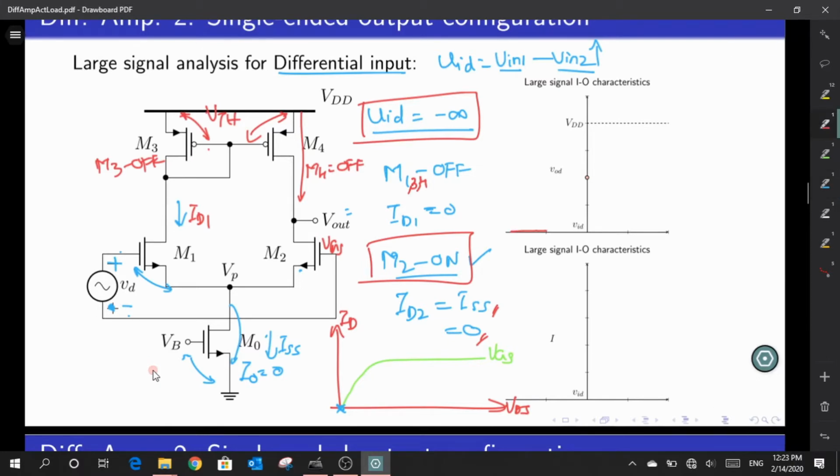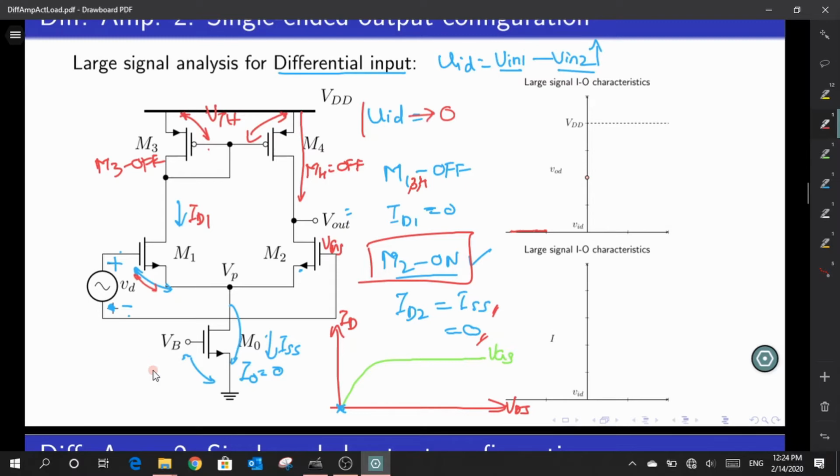Now, what happens when I try to step the value of VID closer to 0? Ultimately, you end up having some sort of VGS across this M1. So M1 will get into which region? Previously M1 was in cutoff. Obviously, when I move out of cutoff, which region will we end up in? Ultimately, it has to be in saturation. There is no other way.